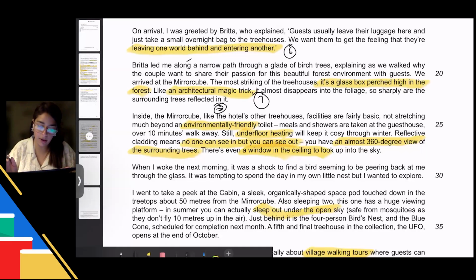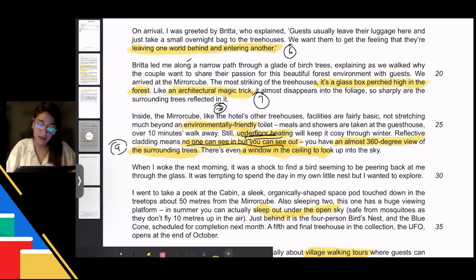So we could talk about how there are basic facilities like heating. That's something that could be appealing for them. Moving forward, no one can see in, but you can, so there's privacy. I will rephrase this by highlighting the idea of how there is privacy.